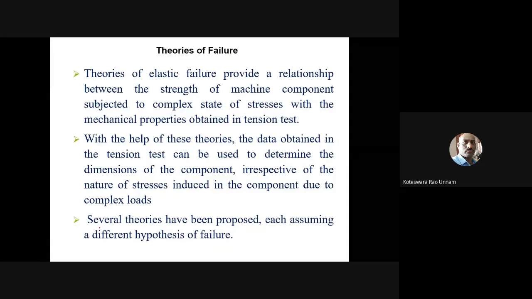So there are several theories proposed, each based on different types of analysis or analogy. A hypothesis is nothing but some type of analogy. So when a component is subjected to different kinds of loads or combinations of loads, some theories assume the material may fail because of the maximum normal stress.